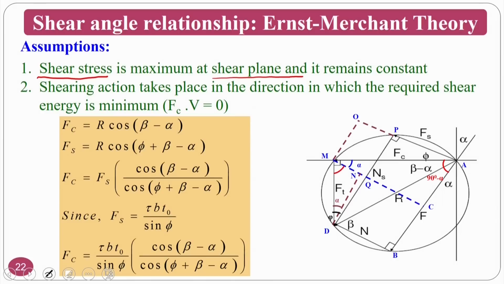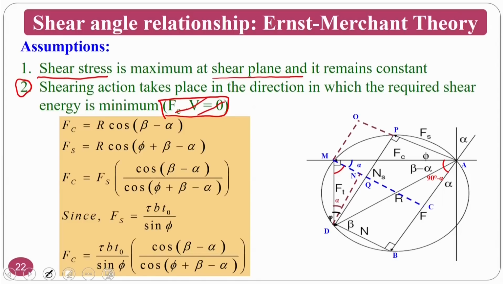The second important point which I want to emphasize is that the shearing action takes place in the direction in which the required shearing energy is minimum. That is nothing but, not this one, Fc into V is not 0; here the derivative of Fc into V should be 0, okay. So our Fc, both are approximately similar.